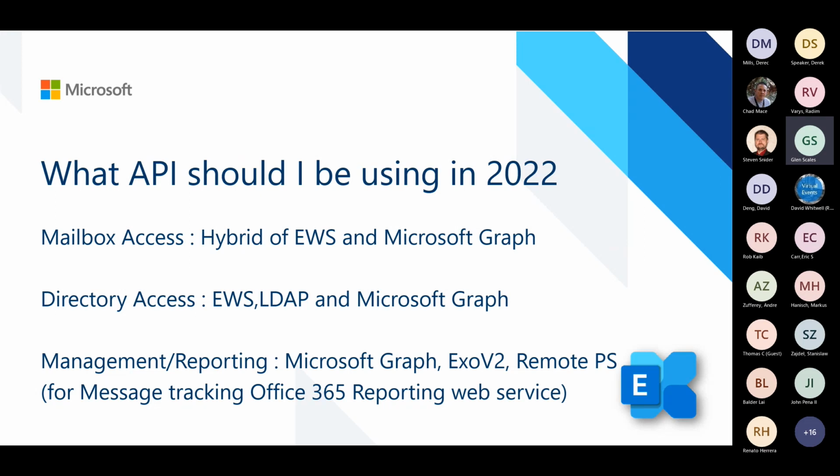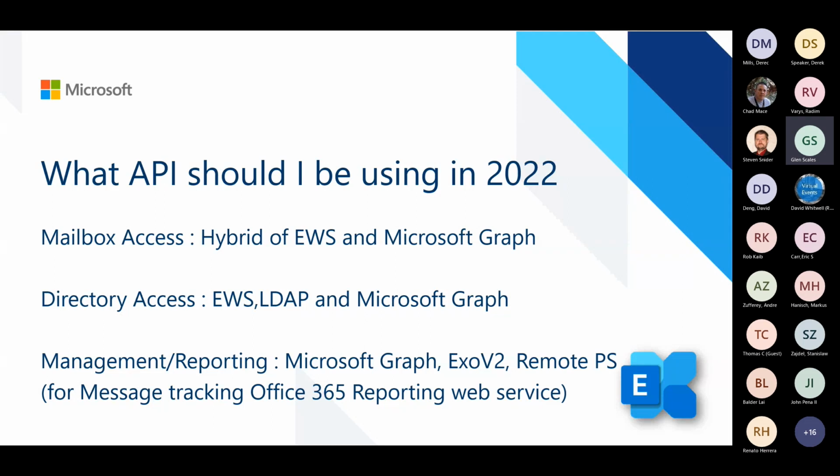My recommendation is that you use a hybrid of EWS and Graph. Obviously, with Exchange Online, you want to do everything you can possibly do with Graph up until you hit the restrictions in the API, and then switch to using EWS. With on-prem and hybrid on-prem mailboxes, you need to use EWS to access those mailboxes because there isn't really any other option at the moment.